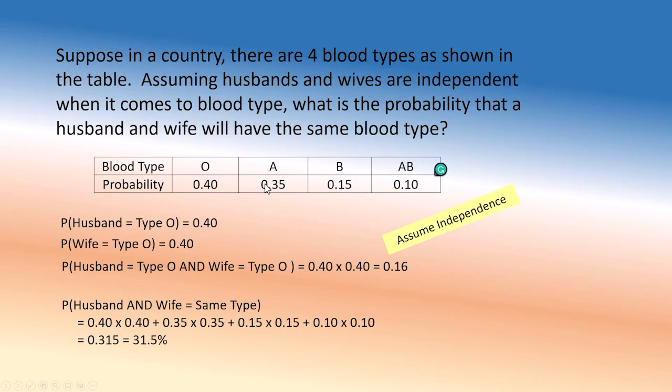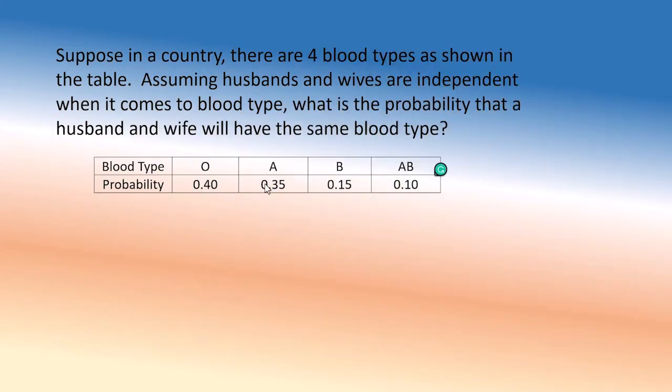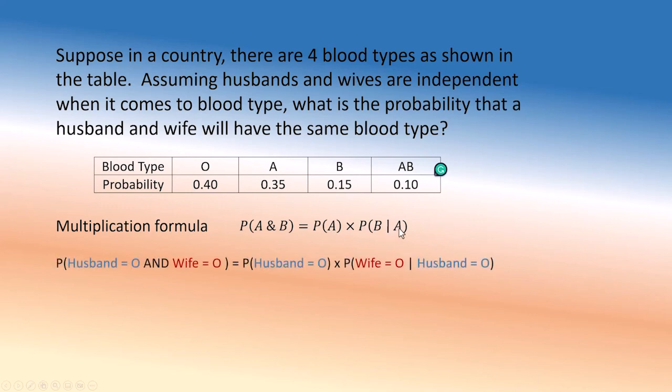Okay, this is it. So how does this work out with, let's say, formulas? We are going to use the multiplication formula, which is this one. Probability of A and B equal to probability of A times B given A. So that's the multiplication formula. That comes down to husband being O and wife being O equal to husband being O times wife being O given husband is O. If it's not O, then maybe something different.